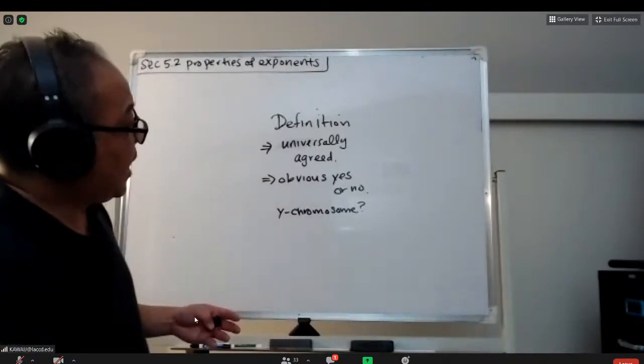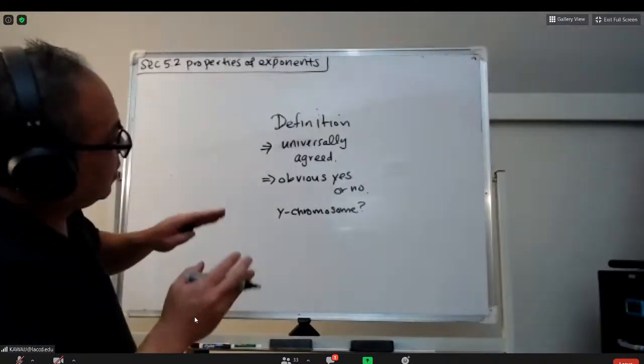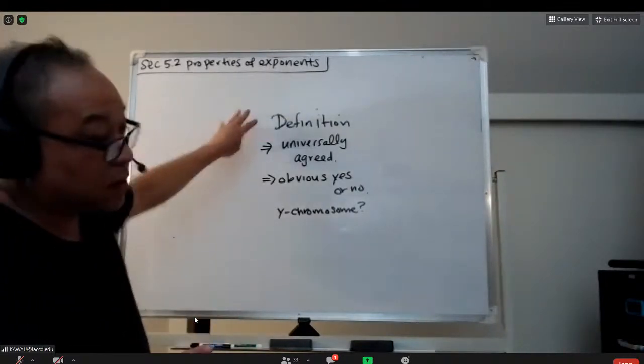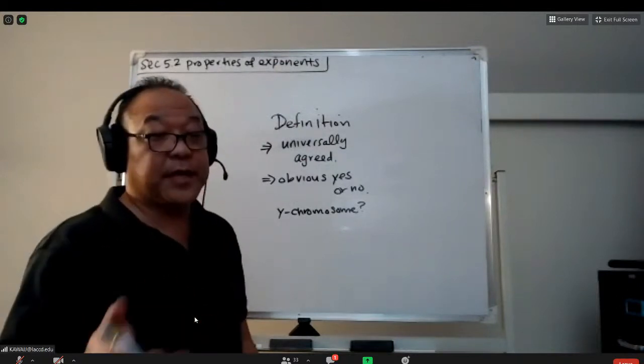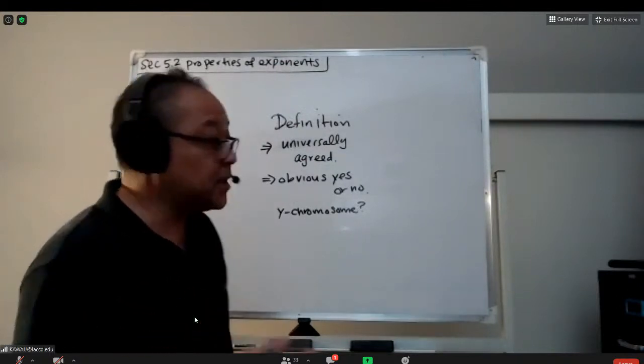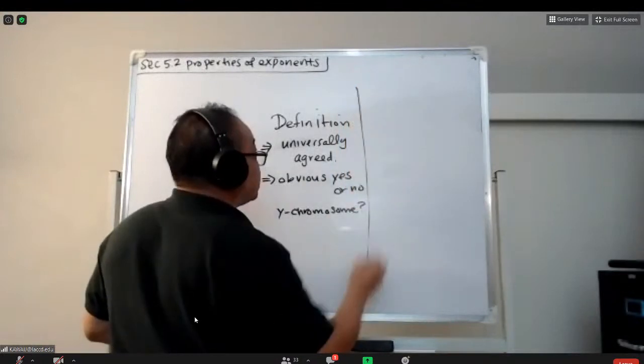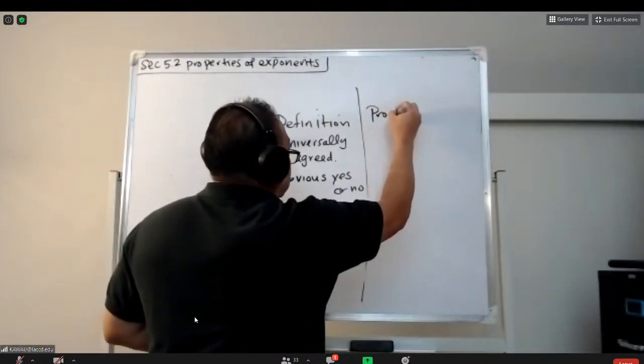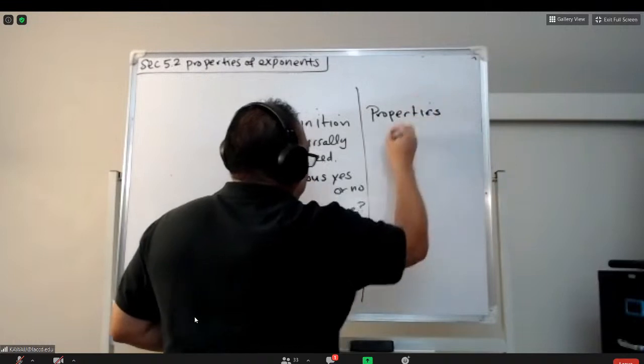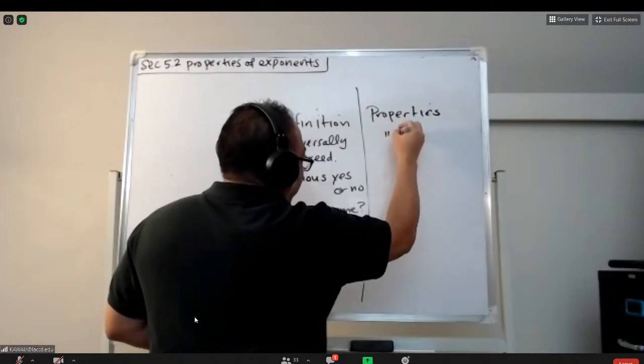Okay. Now, because definitions are yes and no and universally agreed upon in mathematics, we have what's called properties. Properties are what is obvious.